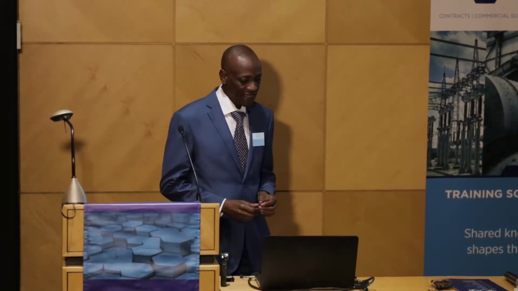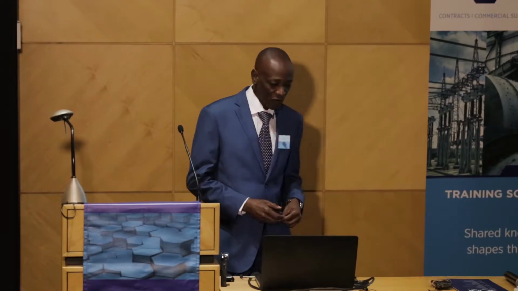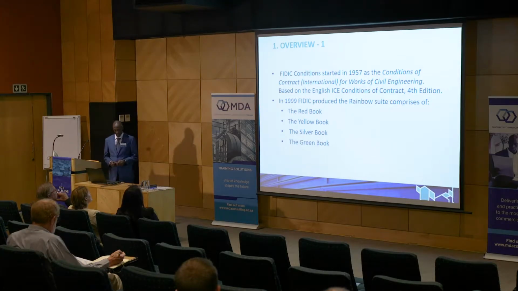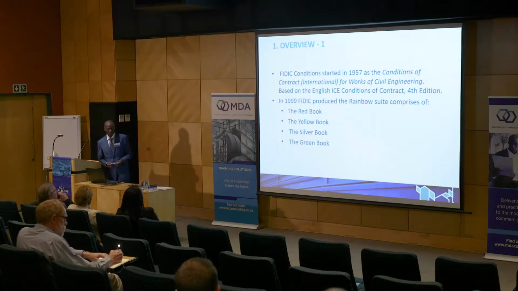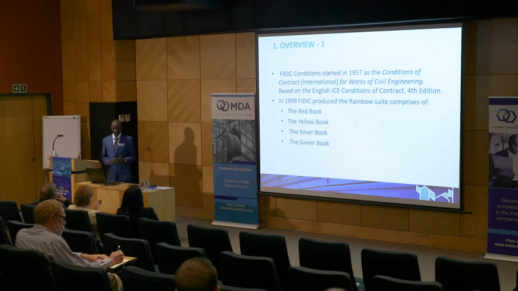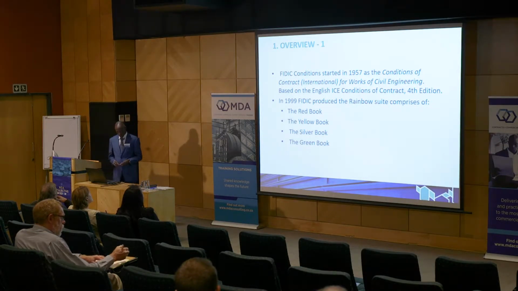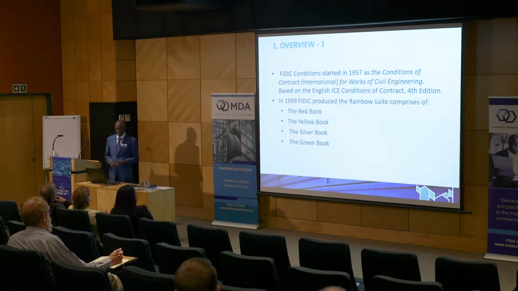Now, as we all know, FIDIC started back in 1957 as the Conditions of Contract for International Works of Civil Engineering, based on the ICE Conditions, 4th edition. FIDIC always updates this form of contract. In particular, I'm going to concentrate on the FIDIC update of 1999, where they produced what is called the Rainbow Suite of Contracts, which comprises the Red Book, Yellow Book, Silver Book, and the Green Book.